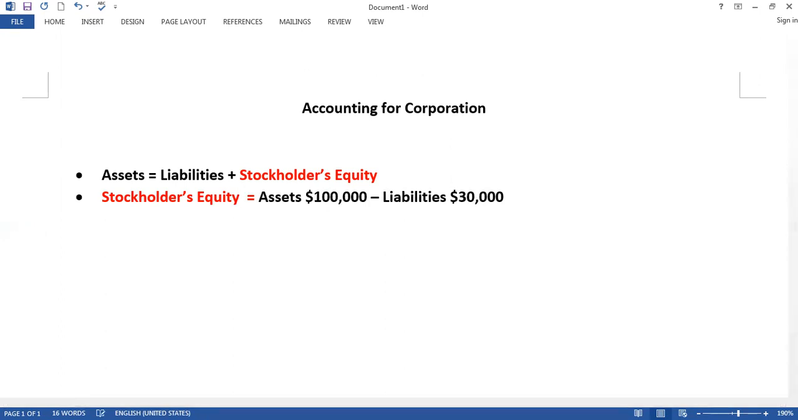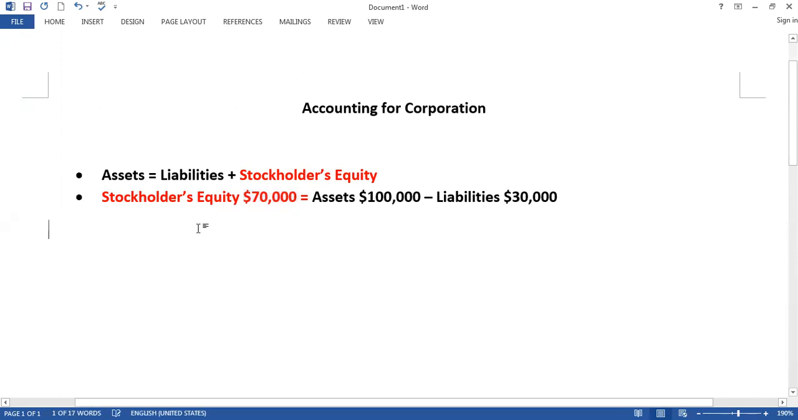What is the remaining amount? The remaining amount is $70,000. So the remaining amount goes to stockholders' equity. Clear? So this is the asset accounting equation, and this is the stockholders' equity equation. Now we are going to talk about different components of stockholders' equity.